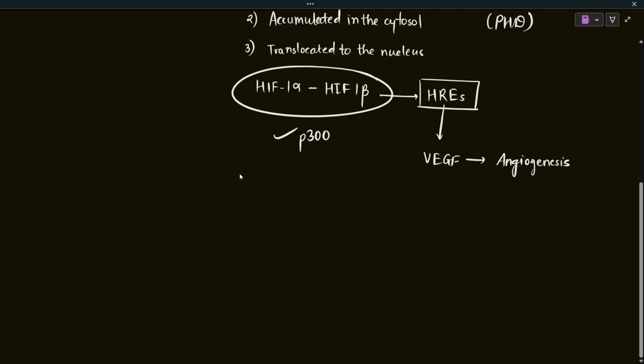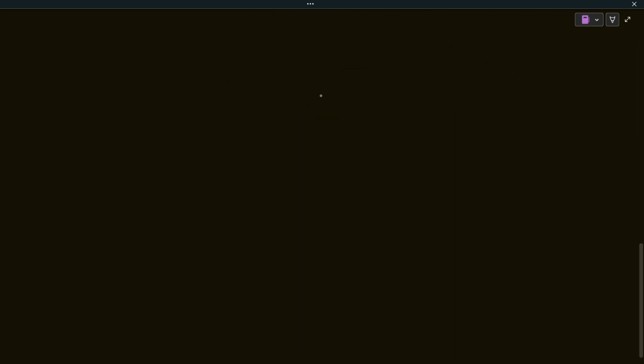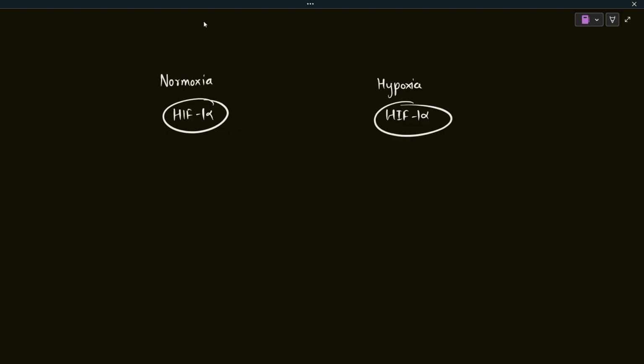Okay, so let's summarize the whole scenario. What happens under normoxia and hypoxia? Okay, so in both of the cases, HIF-1 alpha is present. Okay, so I'm going to show HIF-1 alpha with this blue color.